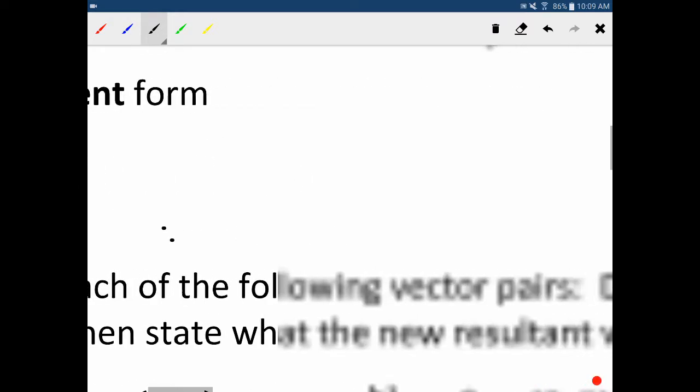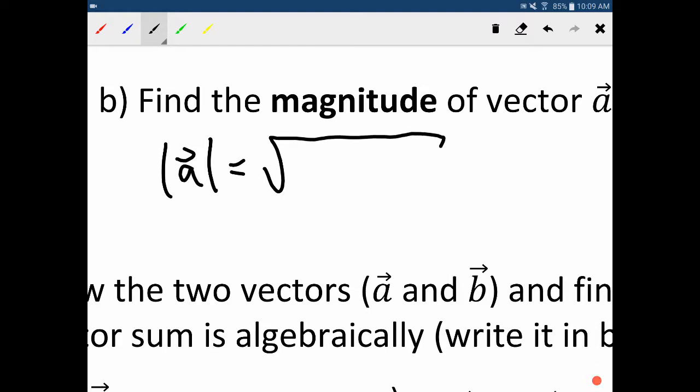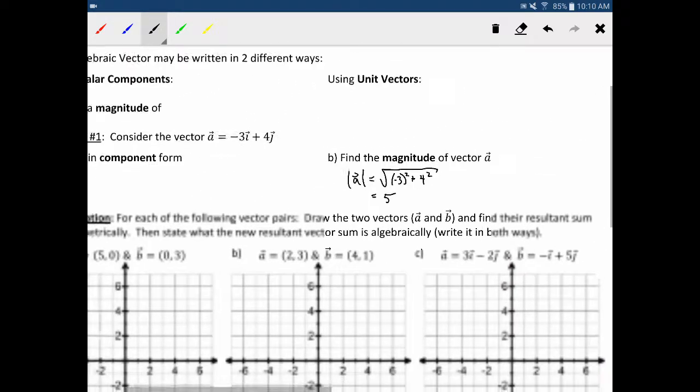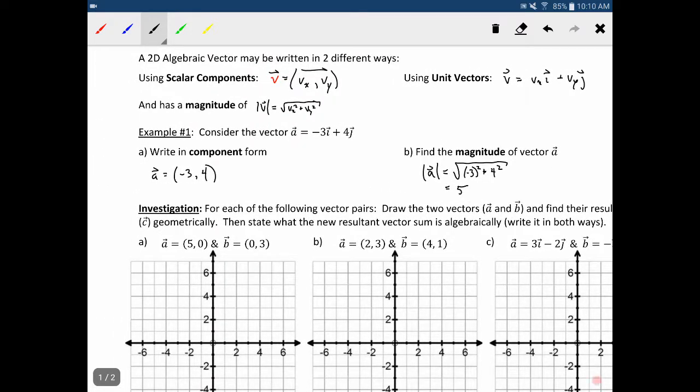If we go to find the magnitude of this, A is just going to be the square root of negative 3 squared plus 4 squared. That's just going to give you a 5. You'll notice that it's always a positive 5. It is worth noting the magnitude will always be a positive value because having a negative magnitude implies direction, which when we're dealing with magnitude we should be ignoring. That should come by itself.